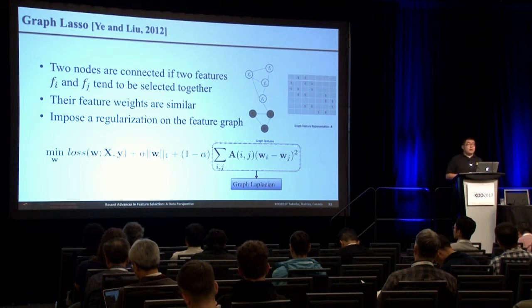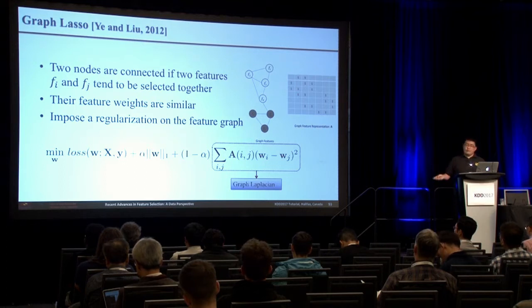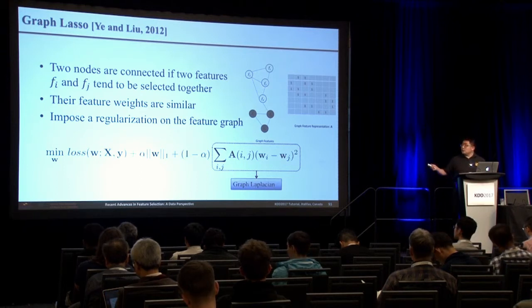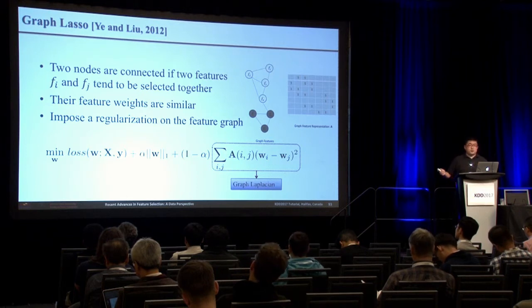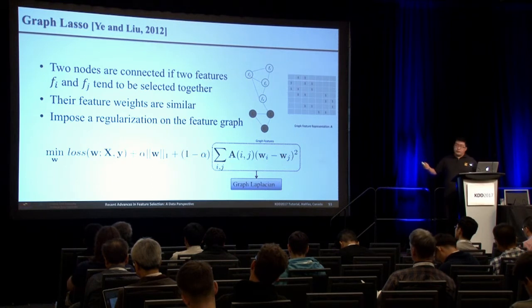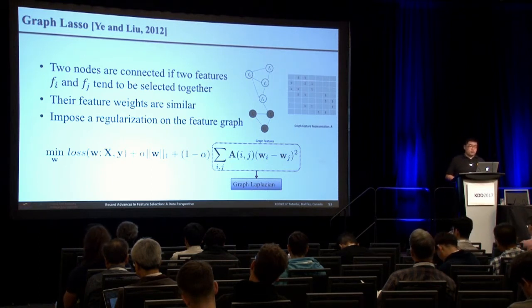If there exist strong pairwise dependencies between different features, we can normally use a graph structure to represent such dependencies. In this graph, each node represents a feature, and each edge represents an interaction between two different features. We can also use the affinity matrix or the adjacency matrix to represent such a graph.